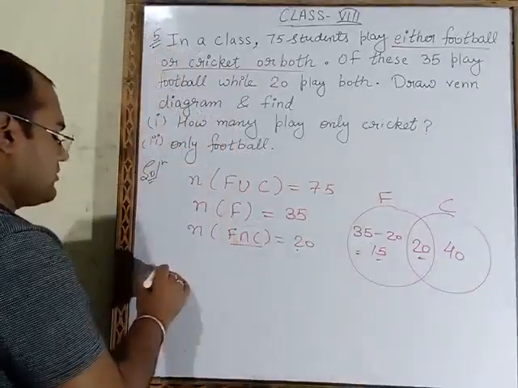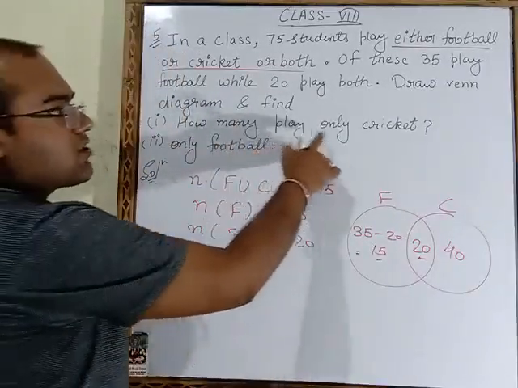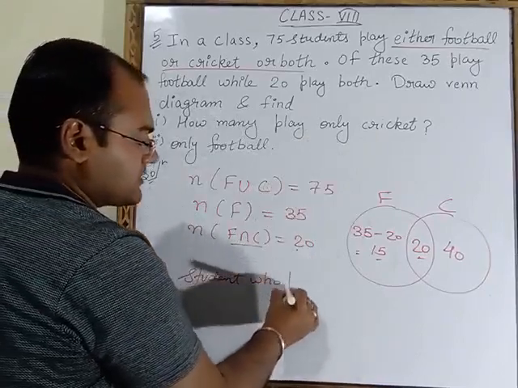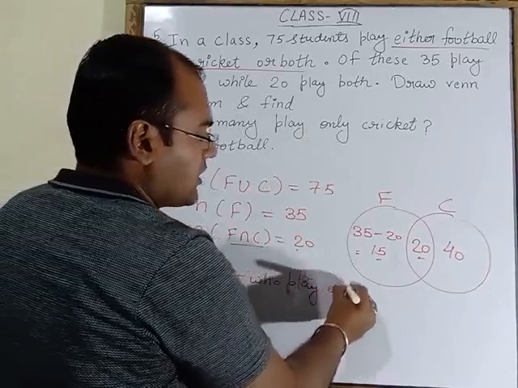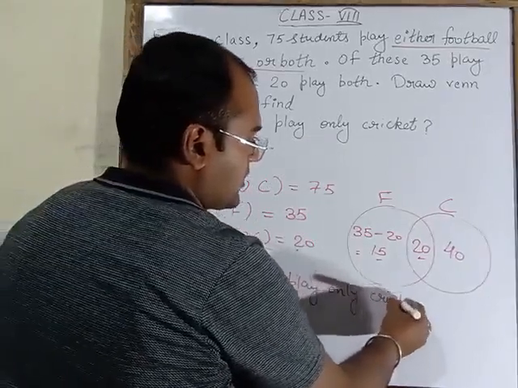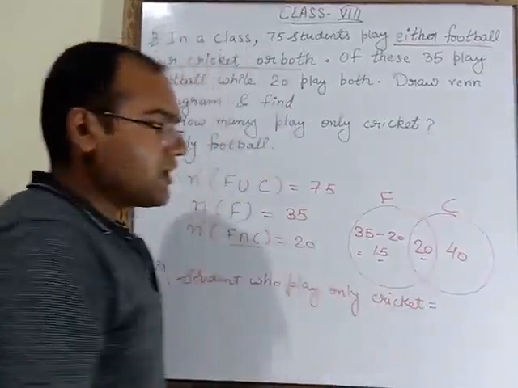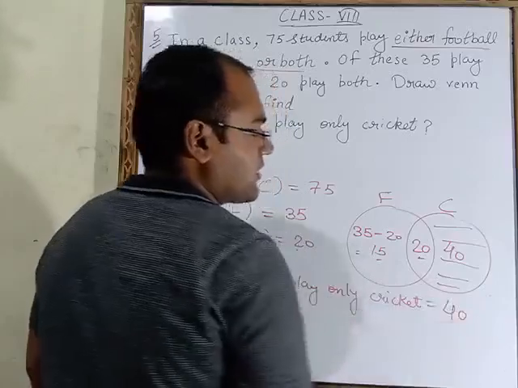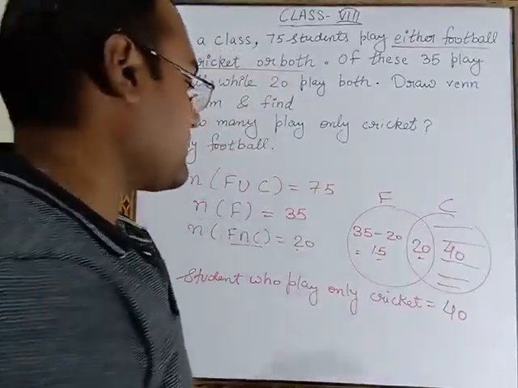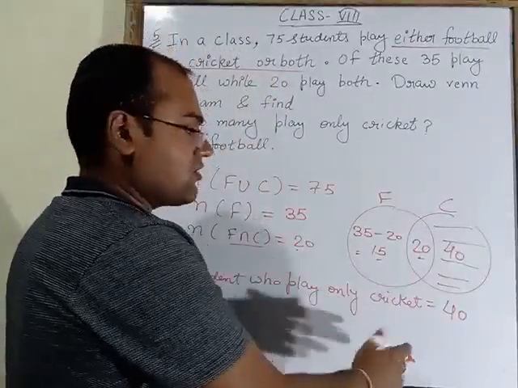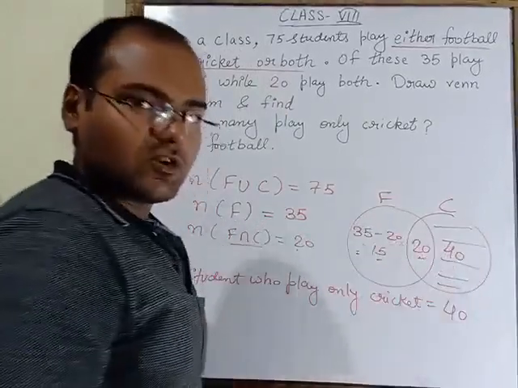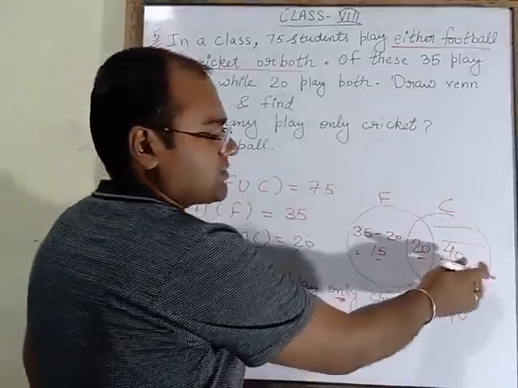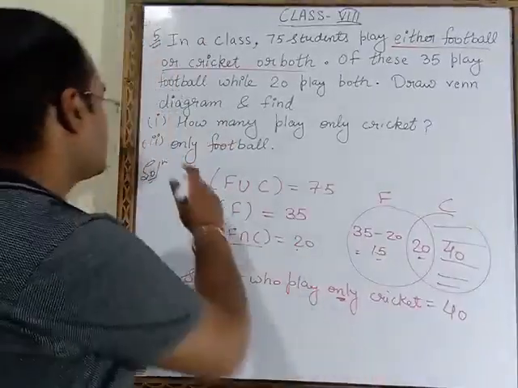Now, the first part: how many play only cricket? So what you have to write is: students who play only cricket. Only cricket means this much part. How many are there? 40 are there. If he says students who play cricket, then you have to write 40 plus 20, meaning 60 students play cricket. But he said the word only. Only means you have to take only this much part, that means 40.